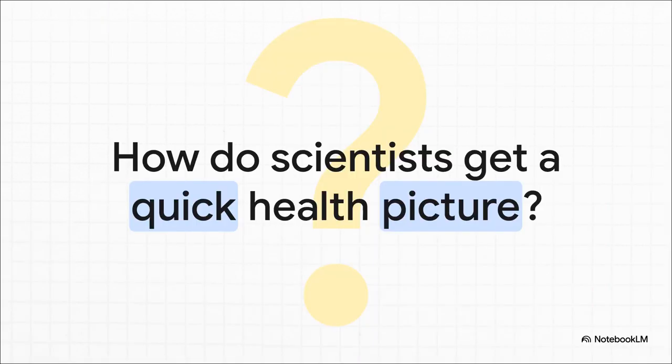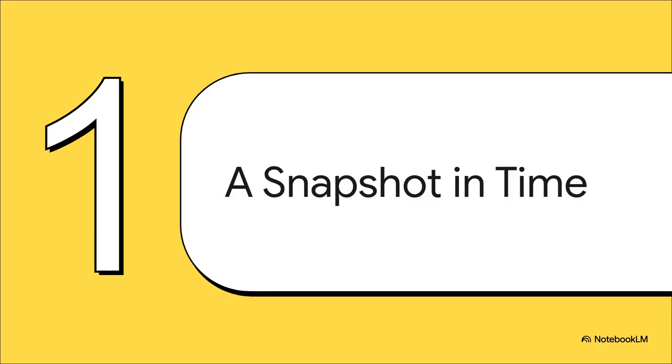I mean, think about it for a second. How on earth do researchers figure out what's going on with the health of thousands or even millions of people all at once? They can't follow everyone for their entire lives. Well, the secret is a method that's a whole lot like taking a picture. And that's really the key to this whole thing.